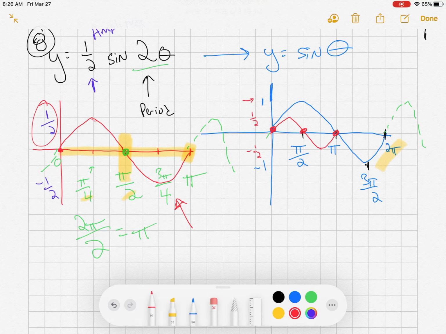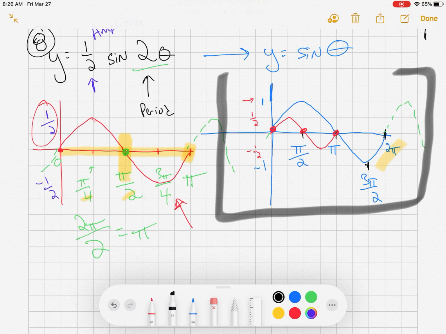So now that I've put these on the same graph in this rectangle I'm about to highlight, both of these are on the same graph. We can see that the 1/2 changed the amplitude. It made my blue graph, that's the parent graph, shorter. The 2 on the inside took my parent graph and compressed it, squeezed it in like an accordion. Okay, I hope this helps.